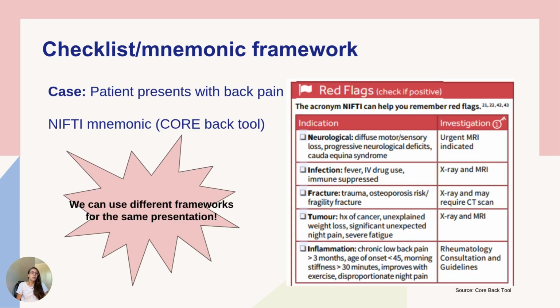Last example for this framework here is a person again presenting with back pain. So the nifty mnemonic, which comes from the CORE Back Tool, helps us remember those red flag diagnoses we would never want to miss with an acute low back pain or any type of low back pain. So again, thinking about neurological, we're wanting to rule out cauda equina syndrome, people presenting with progressive neurological deficits. Infection, we're ruling out fever, IV drug use, concern for an epidural abscess, etc., etc. So that nifty mnemonic can also be used to help you determine whether there are any red flags for back pain.